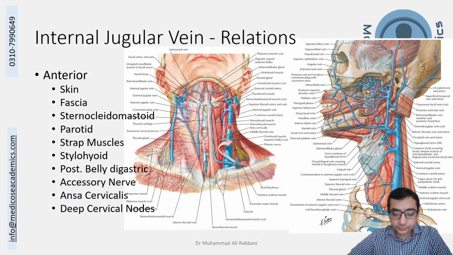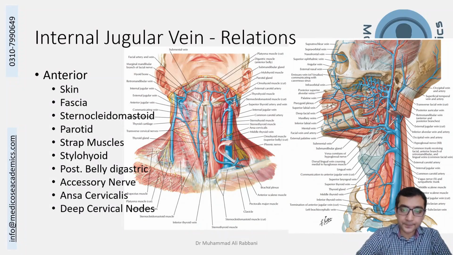And anteriorly, it is related to the strap muscles, especially omohyoid, which is just anterior to it. A very important point to remember is that the tendinous arch, where the superior belly of omohyoid meets the inferior belly, is just in front of the internal jugular vein. This is a very important surgical landmark that helps identify this vein.